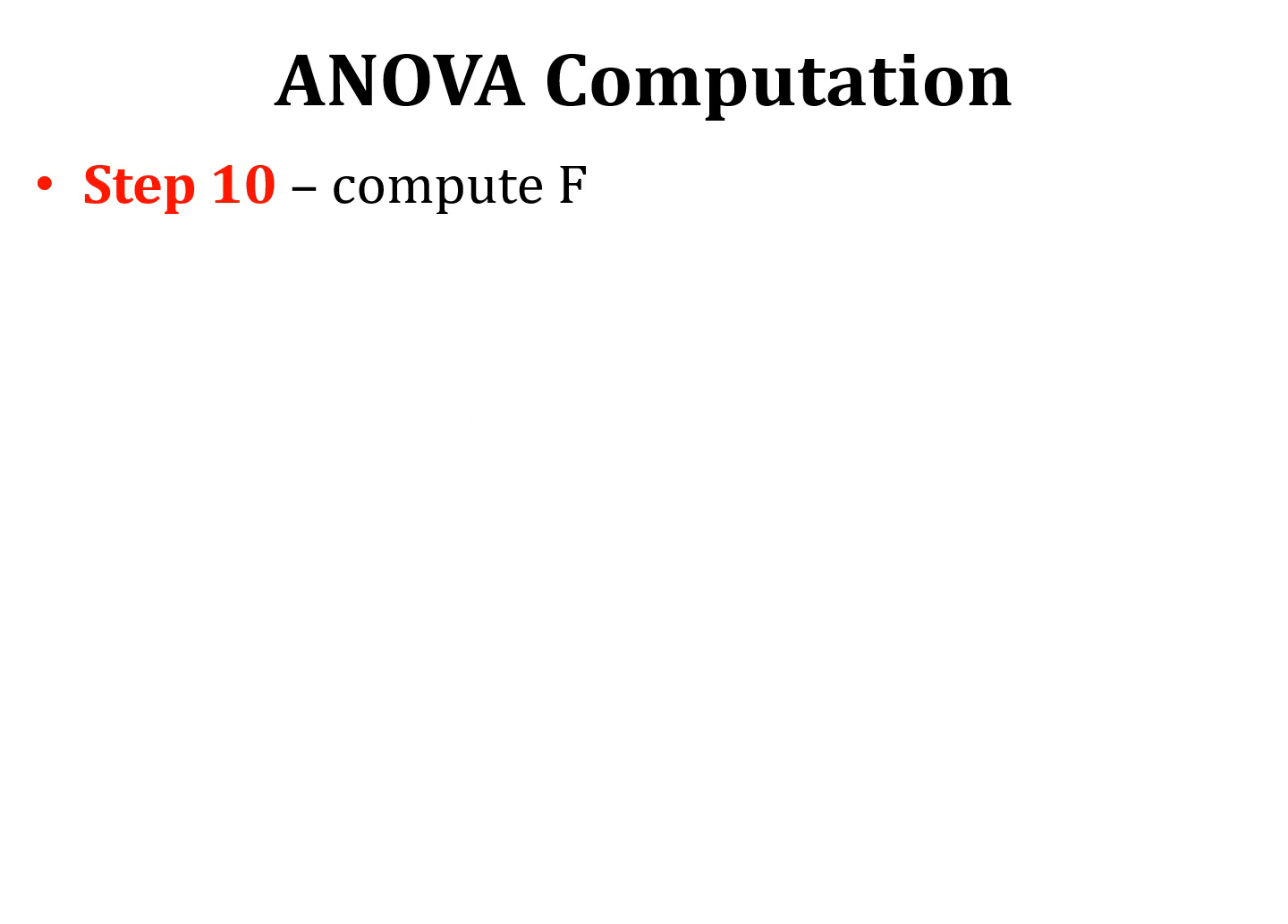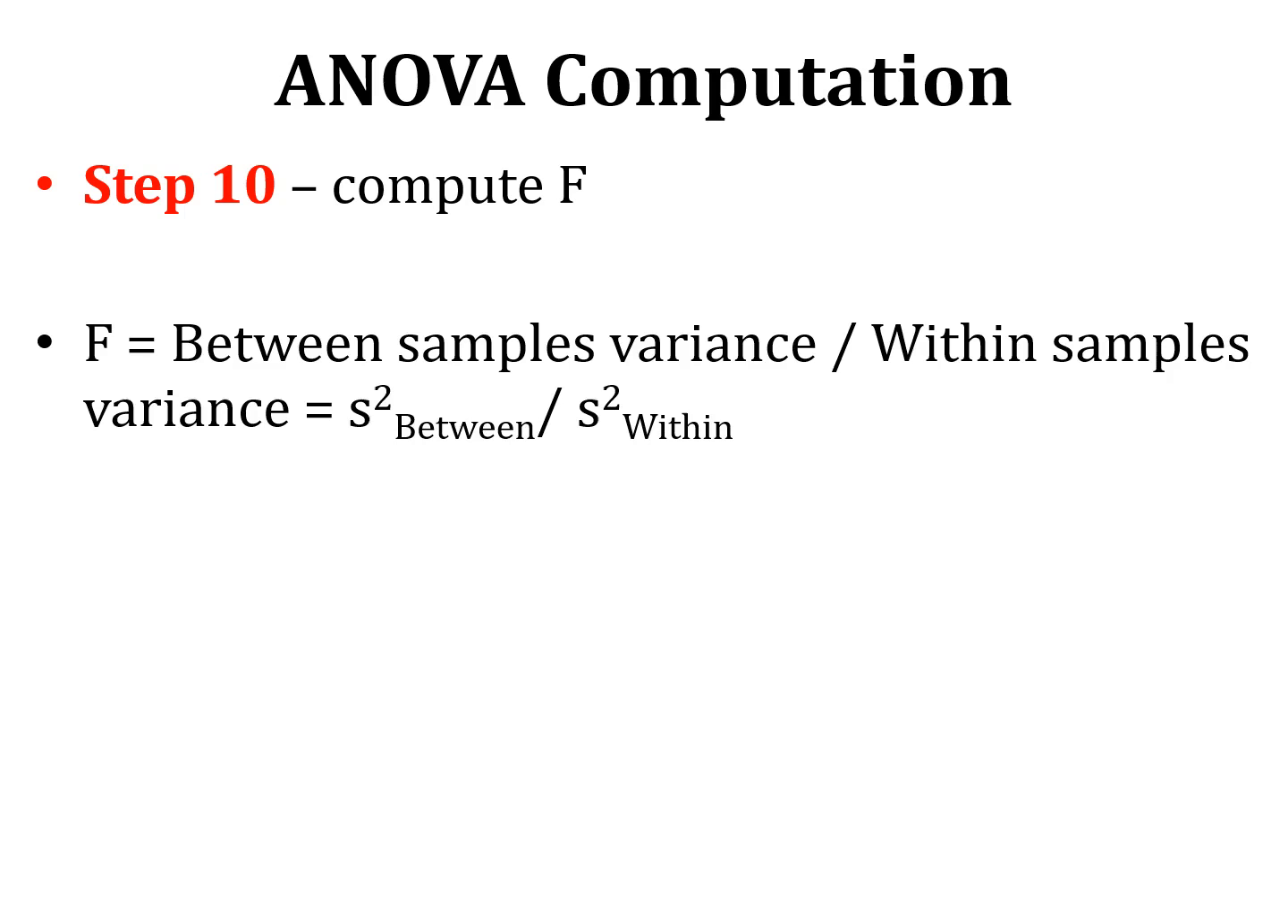What is the next step? The next step is to compute the F value. This is not the F max, this is the F value, which is actually the value of ANOVA. And the formula is between samples variance divided by within samples variance, or in terms of the symbols, S square between divided by S square within, right?